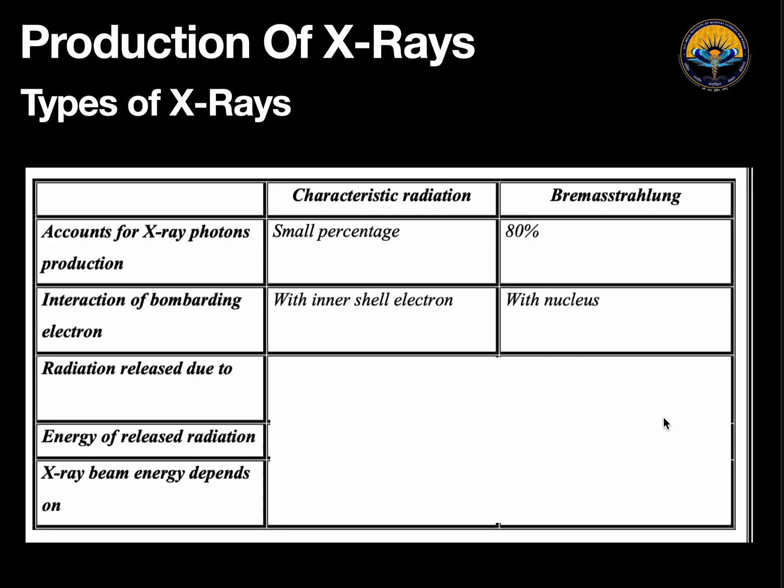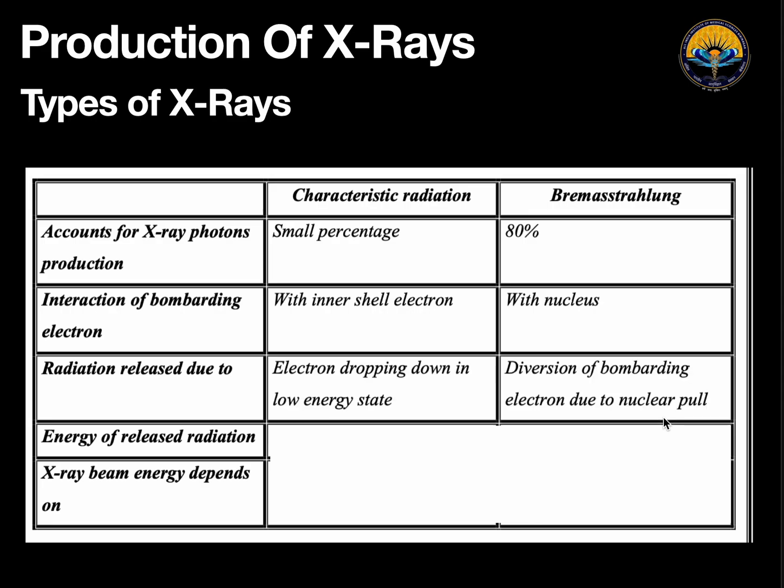Whereas in Bremsstrahlung radiation, there is diversion of the bombarding electron from its initial path, and this results in a loss of kinetic energy, and that comes out in the form of Bremsstrahlung radiation. So, the energy of the released radiation: we know characteristic radiation will have very specific energies, K alpha and K beta, having specific values depending on the binding energy of the shells, whereas Bremsstrahlung radiation will be a continuous or large spectrum.